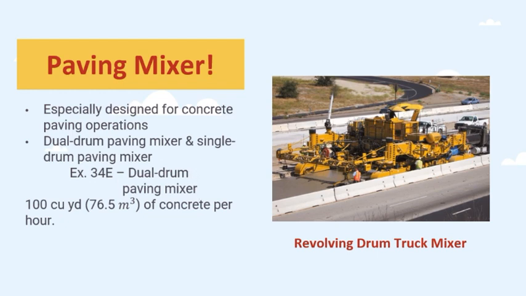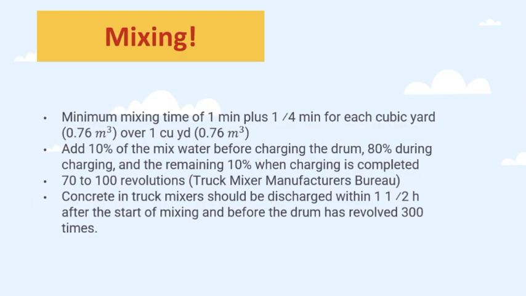So, yung production ng dual drum mixer is almost double ng single. So, itong 34E can manage 100 cubic yards or 76.5 cubic meters of concrete per hour. So, ito ay example siya ng revolving drum mixer. So, additional information ulit tayo about mixing naman.